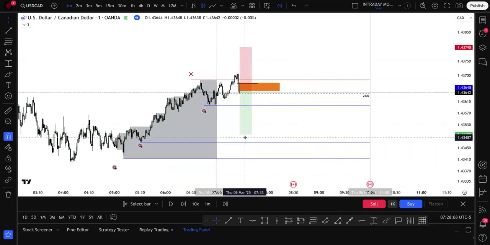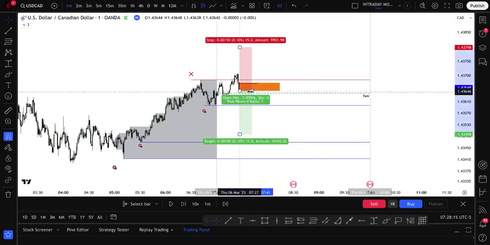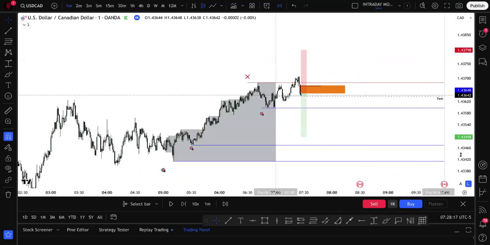I like that the TP is within range of some type of sell side liquidity pool, or even this one here, pretty close to that. So it's not bad. Not bad. So let's play it out and see what happens.